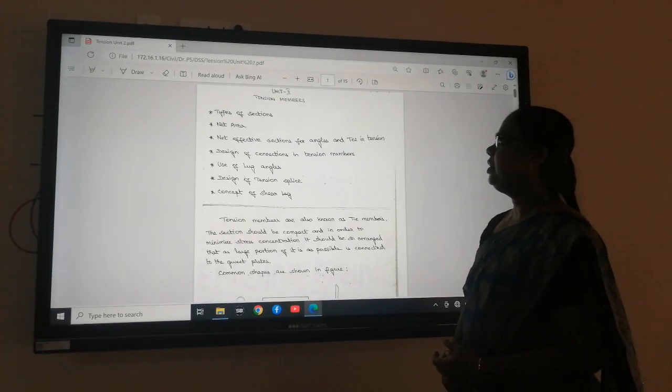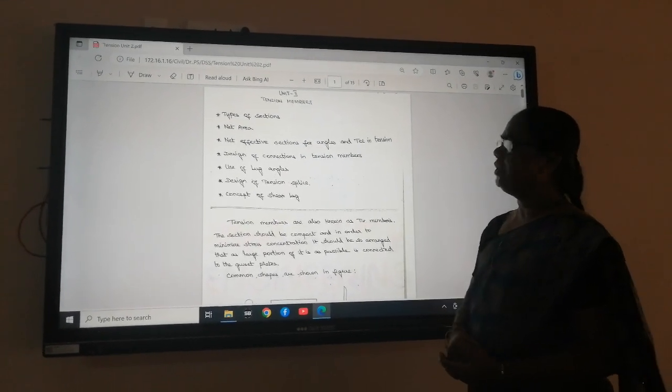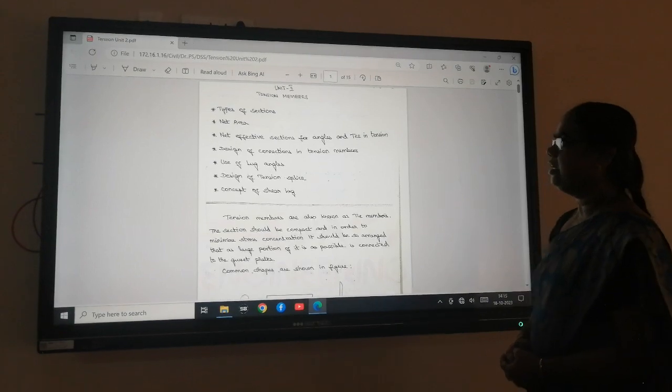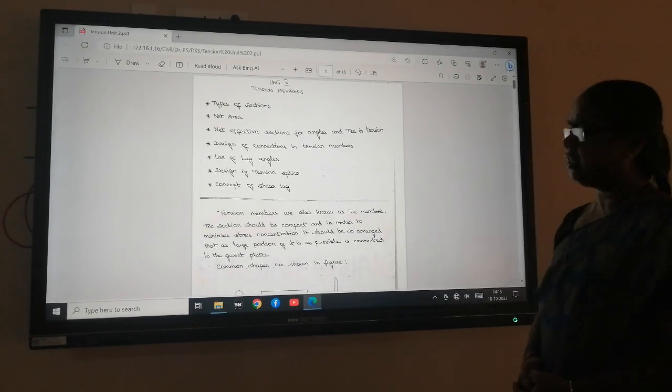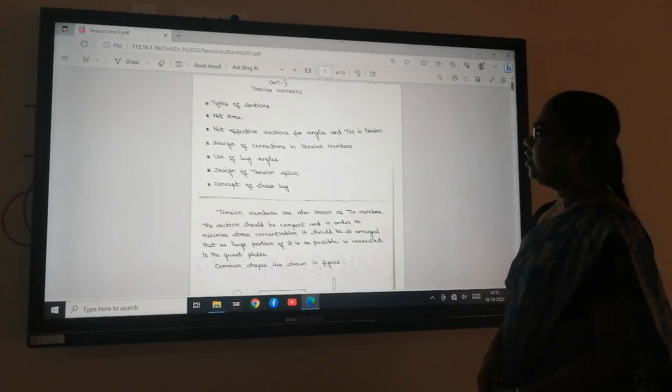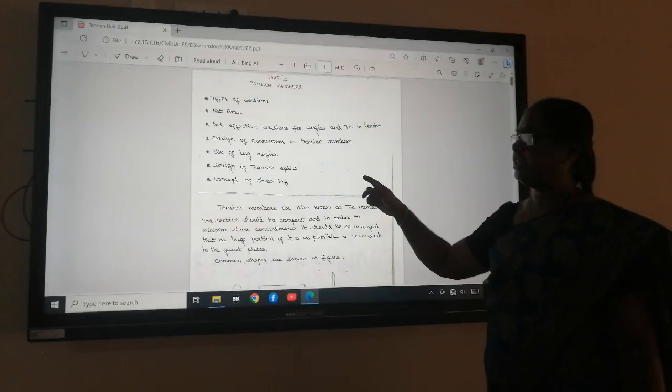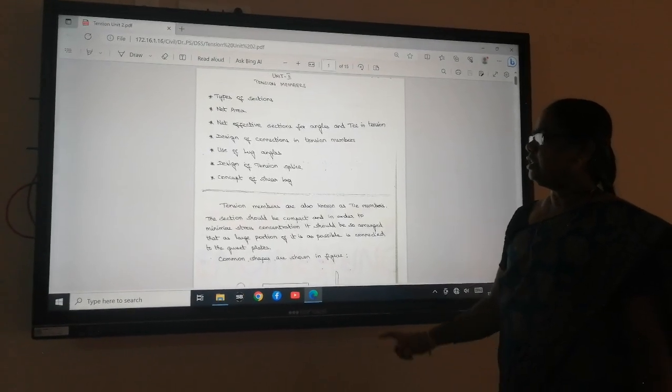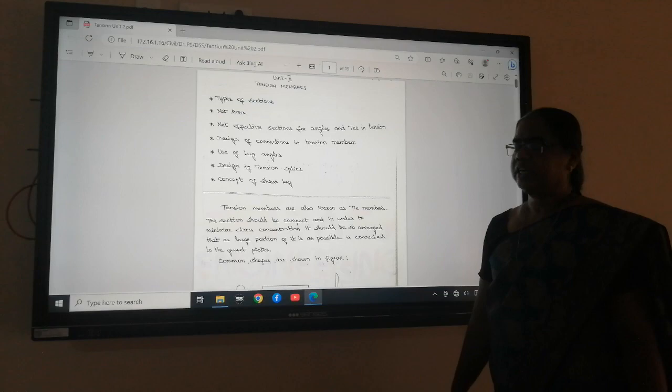Unit 2 is tension member. Tension member covering the topic is types of sections, net area, net effective sections for angles and tees in tension. Design of connections in tension members, use of rectangles, design of tension splices, concept of shear lag.